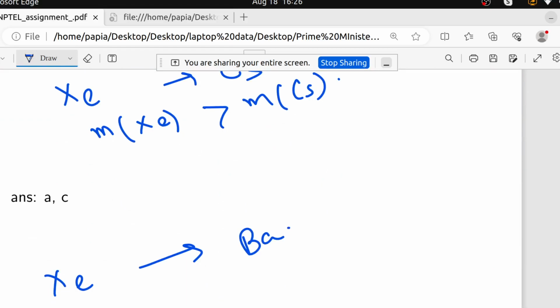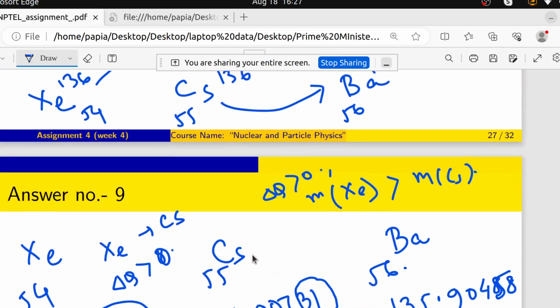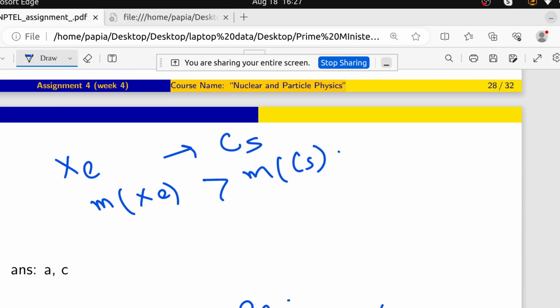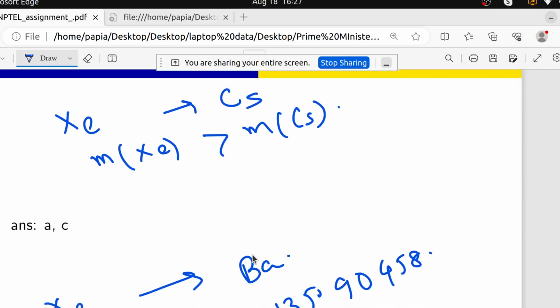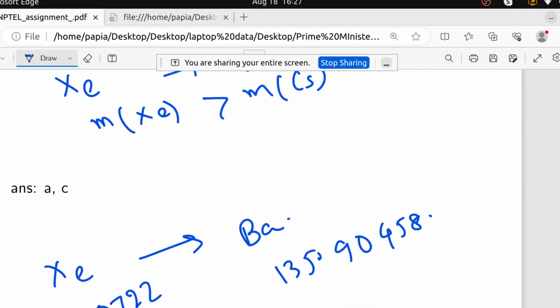So what will be the mass? 135.90722 and it is 135.90458. Now can you tell me, is it energetically favored or not? What will be the value of delta Q? Energetically favored, ma'am. The Q value is 2.45916 MeV. Whatever it is, it is greater than 0. That is the main thing. So it is a positive value, and that means it is energetically favored.